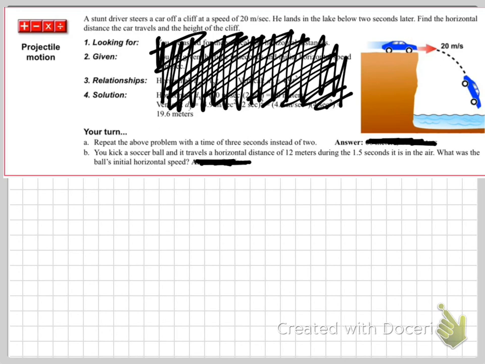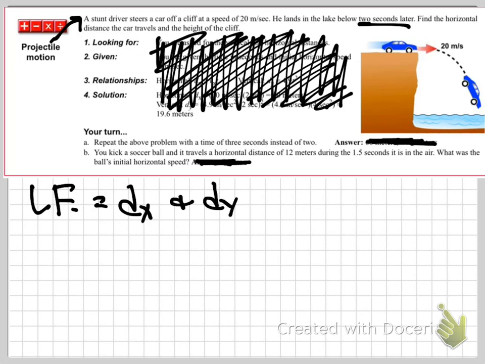So first things first, we have a stunt driver who drives off a cliff with a speed of 20 meters per second. He lands in the lake below 2 seconds later. Okay, so we want to find the range, horizontal distance, and the height of the cliff. So we are looking for dx, distance in the x direction, and dy, distance in the y direction. Given you're given t, right? And you're given Vx.